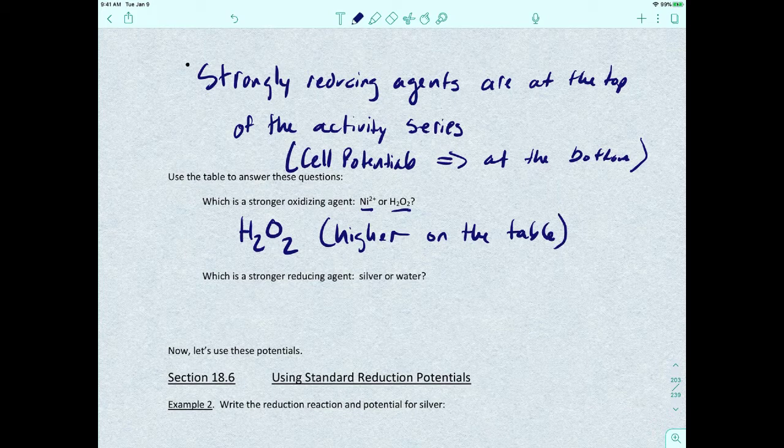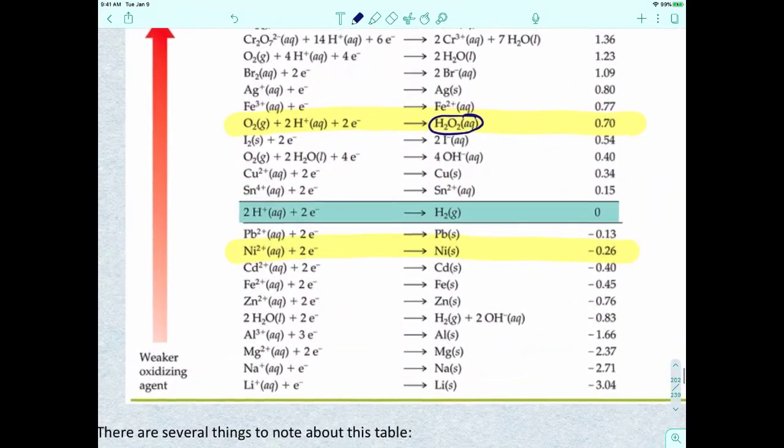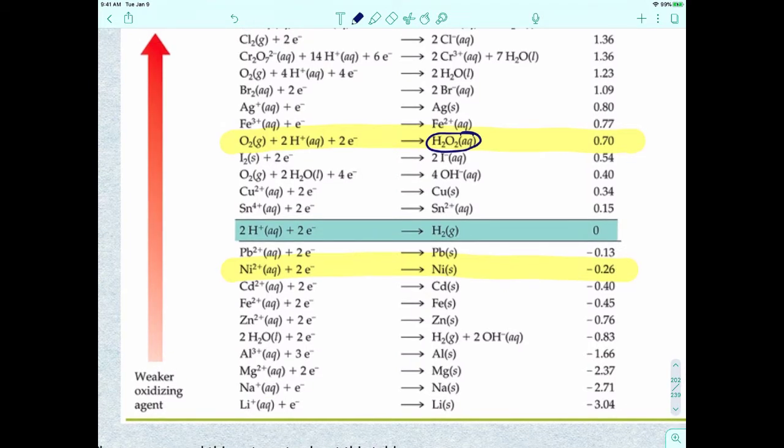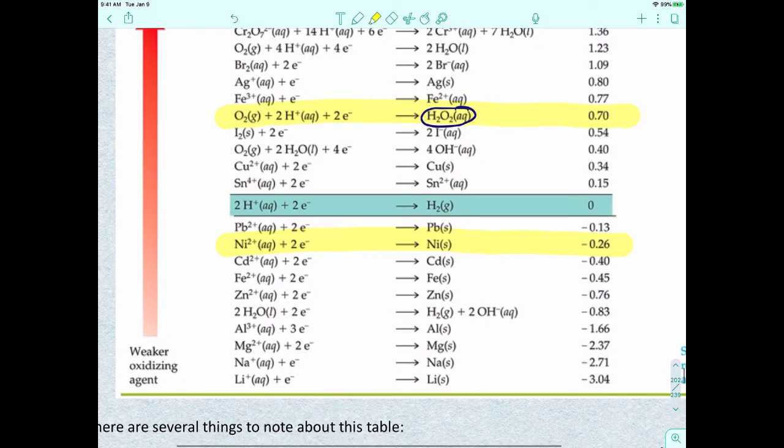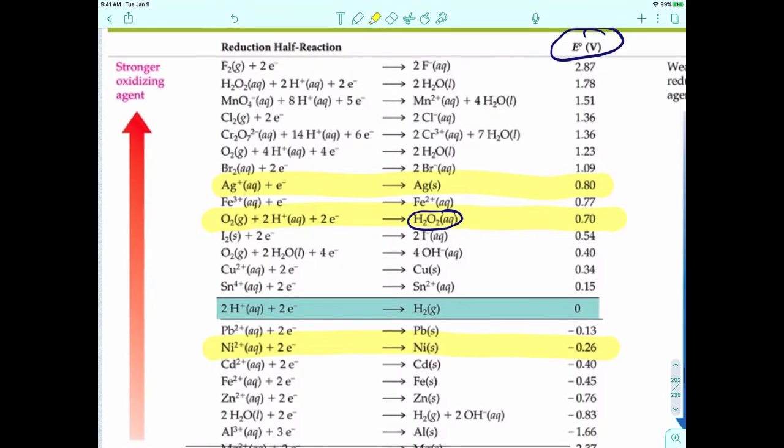Okay, which one is a stronger reducing agent, silver or water? So going back to the table, we're looking for silver and we're looking for water. All right, so let me get the highlighter out. All right, so silver, Ag. Here's Ag. Okay, and then water, here it is. We've got two different equations to look at.